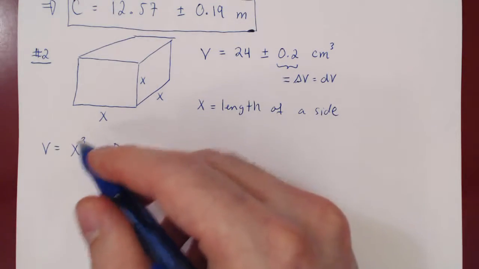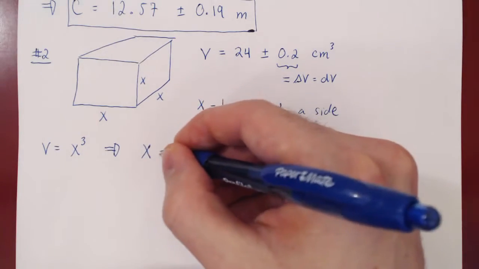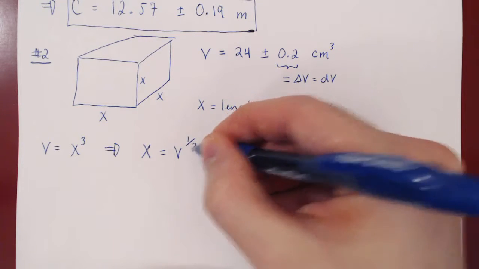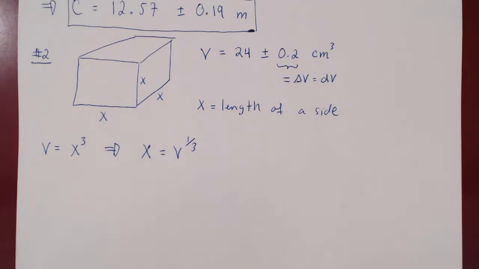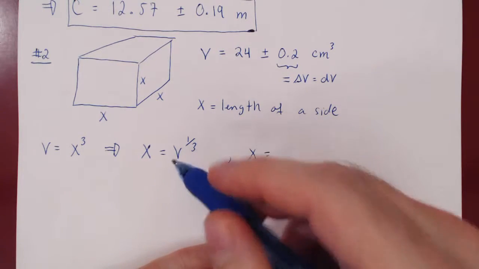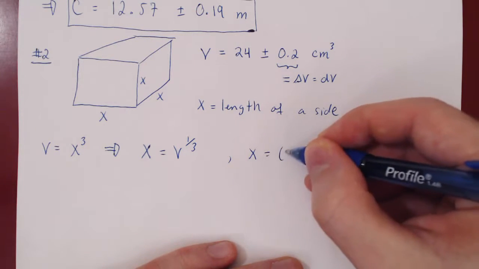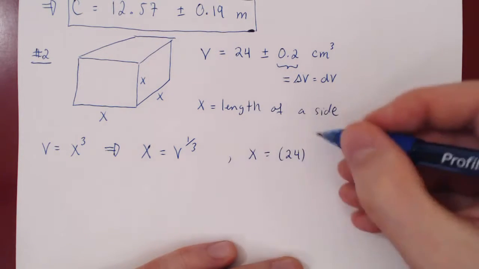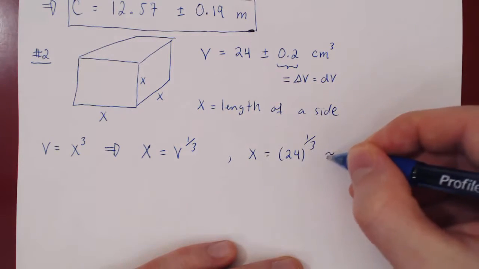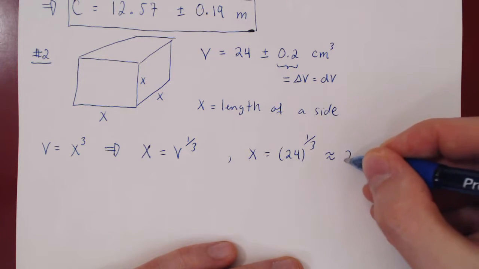But it's pretty easy to solve for x as a function of V, taking the cube root on both sides. x is simply the cube root of the volume. And now we're good to go. Let's evaluate the value of x and then find the uncertainty. x is the cube root of the volume. We found a value for the volume of 24 centimeters cubed. This is the cube root of 24. If you compute this on your calculator, you will get approximately 2.8845 centimeters.